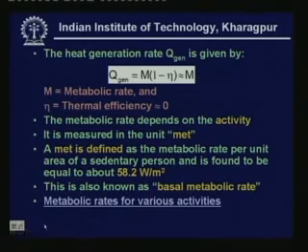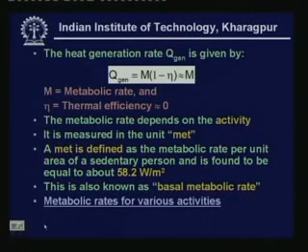And the metabolic rate, on what does it depend? The metabolic rate depends on the activity, the human activity, and it is measured in the unit met. This is a new unit. The metabolic rate of a human being is measured in a unit called met. And what is a met? A met is defined as a metabolic rate per unit area of a sedentary person. Sedentary person means a person who is sitting quietly, without doing any activity. So a met is defined as a metabolic rate per unit area of a sedentary person, and it is found to be equal to about 58.2 watt per meter square. This is also known as basal metabolic rate.